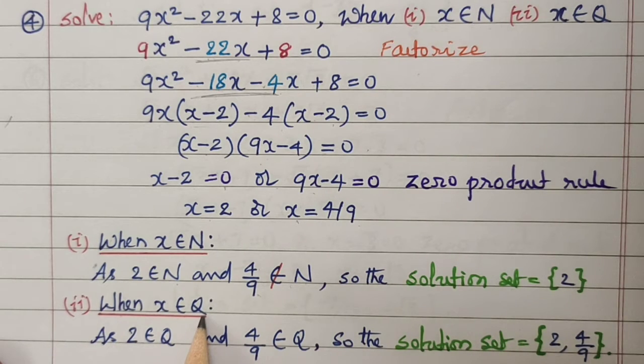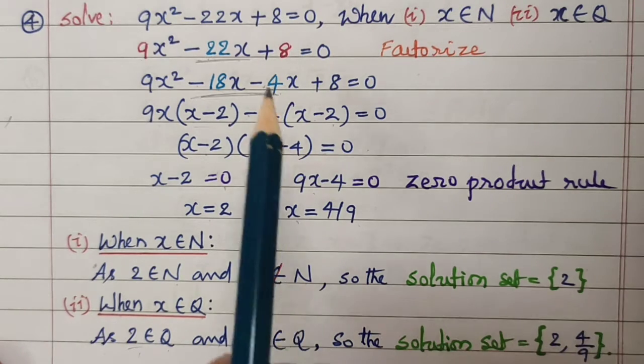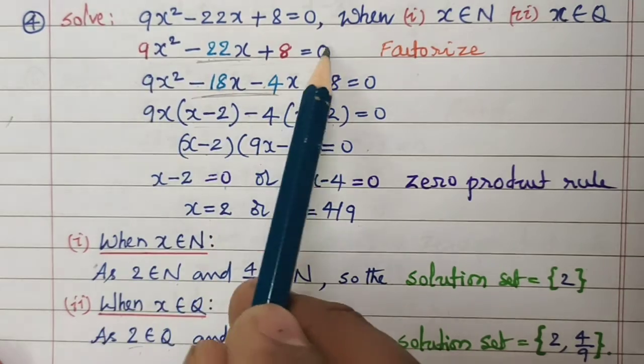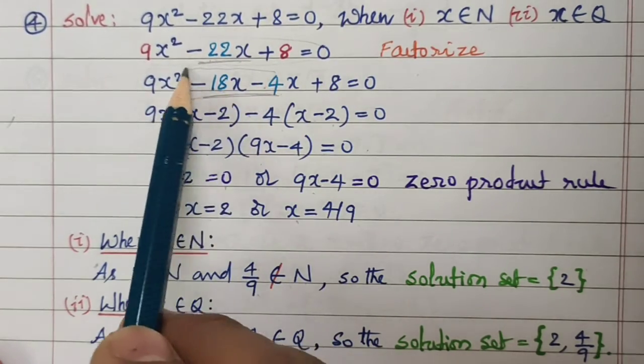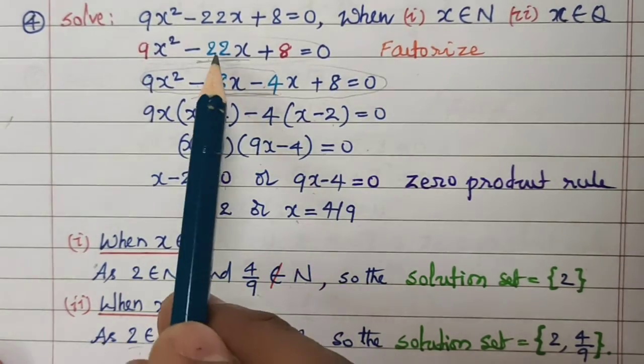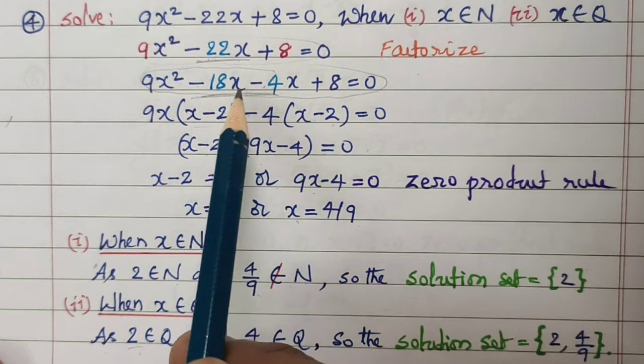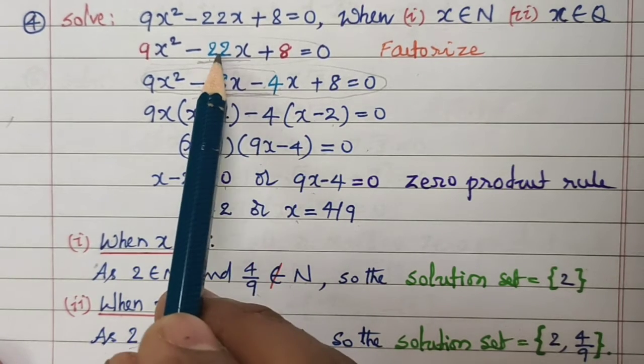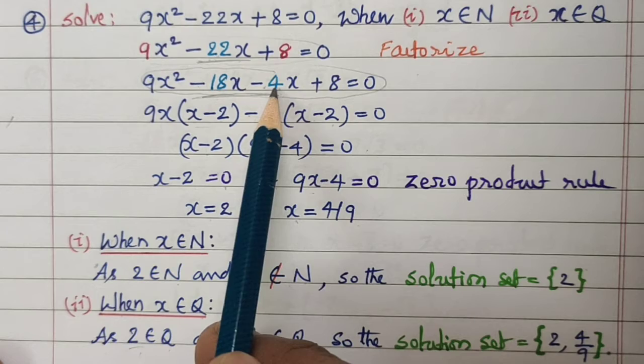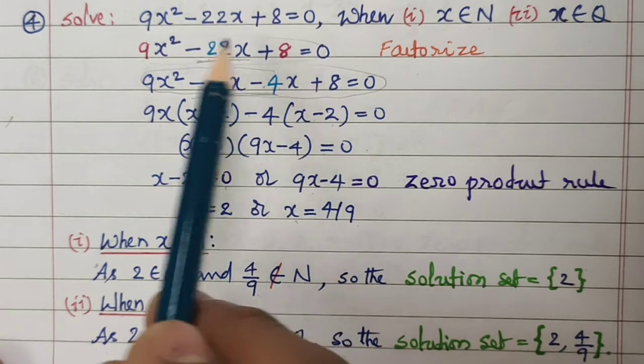When x belongs to Q, the rational numbers, 2 belongs to Q, that is 2/1 belongs to Q, and 4/9 also belongs to Q, so the solution set is {2, 4/9}. These two parts are important. Also, whenever you factorize, this step is very important, where you need to split the middle term so that when you add the two parts, you get back the middle term, and when you multiply, you get the product equal to 8 into 9.